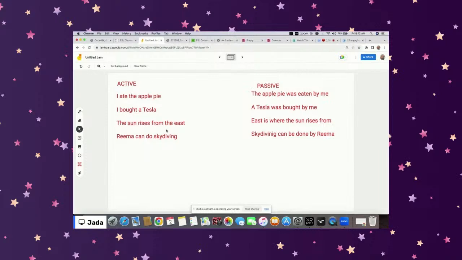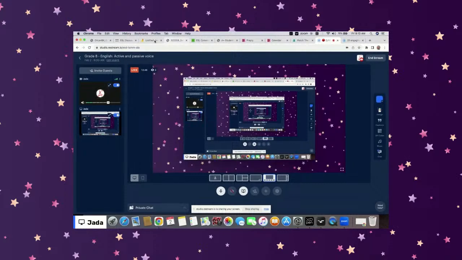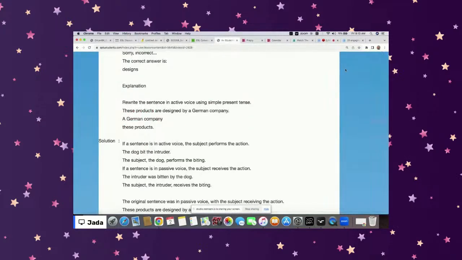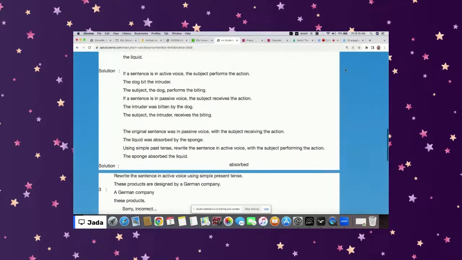The sun rises from the east. The east is where the sun rises from. Okay, then you can see that it says the east is where the sun rises from. Rima can do skydiving. Skydiving can be done by Rima. Okay, so that's it for active and passive. You have this format and you have that format. So let's go to the test and do some questions.